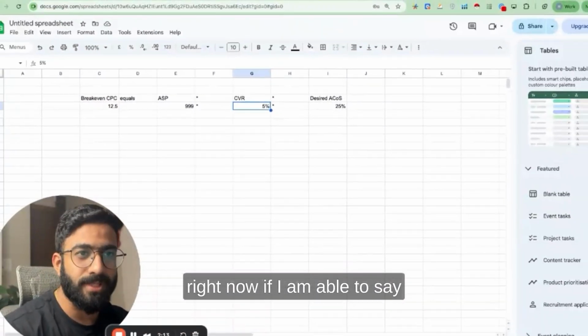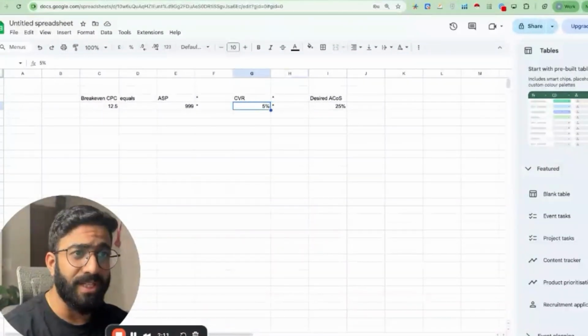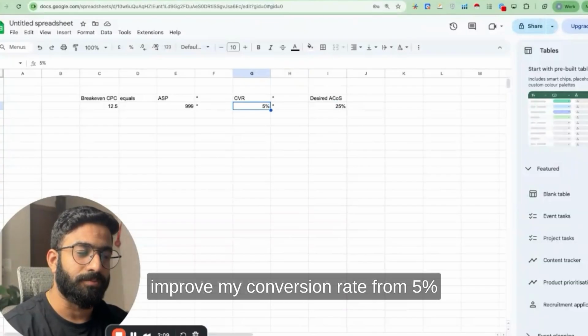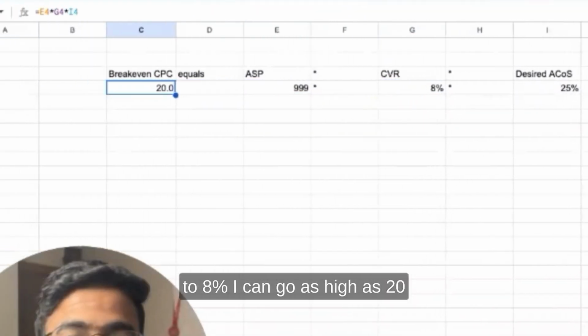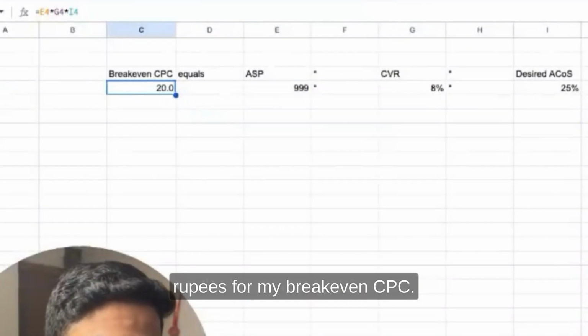Now, if I am able to improve my conversion rate from 5% to 8%, I can go as high as 20 rupees for my break-even CPC.